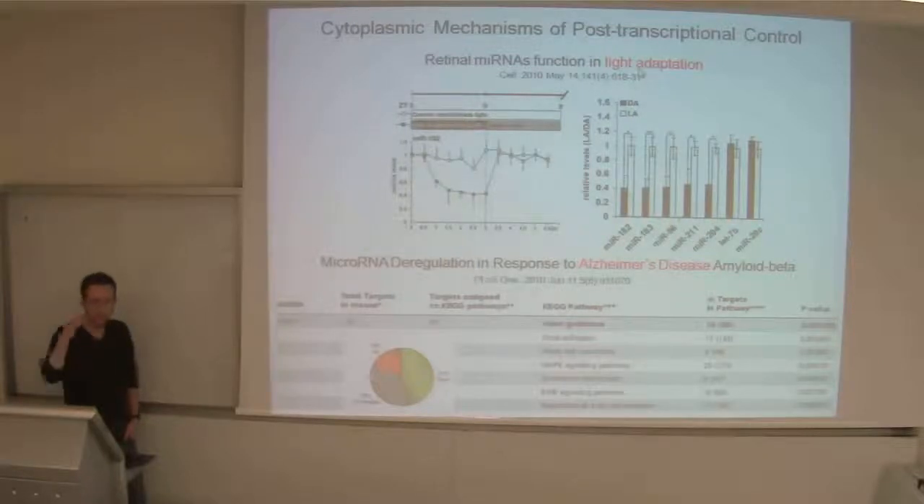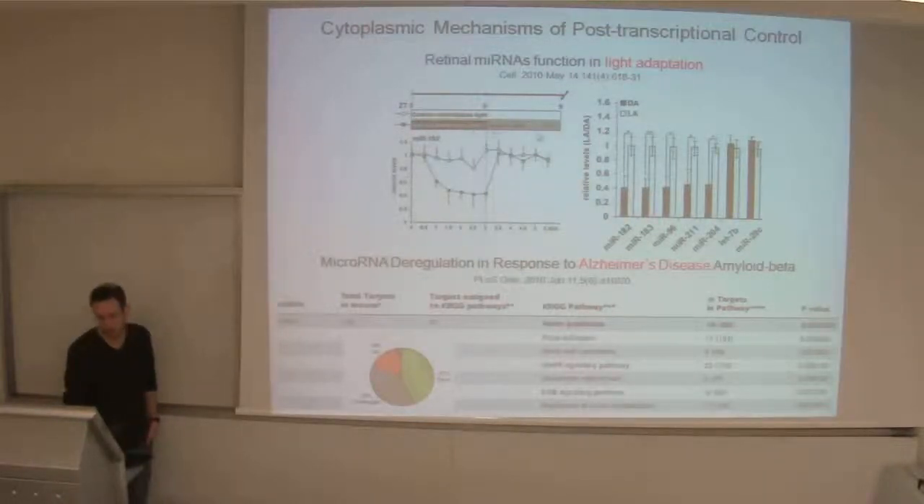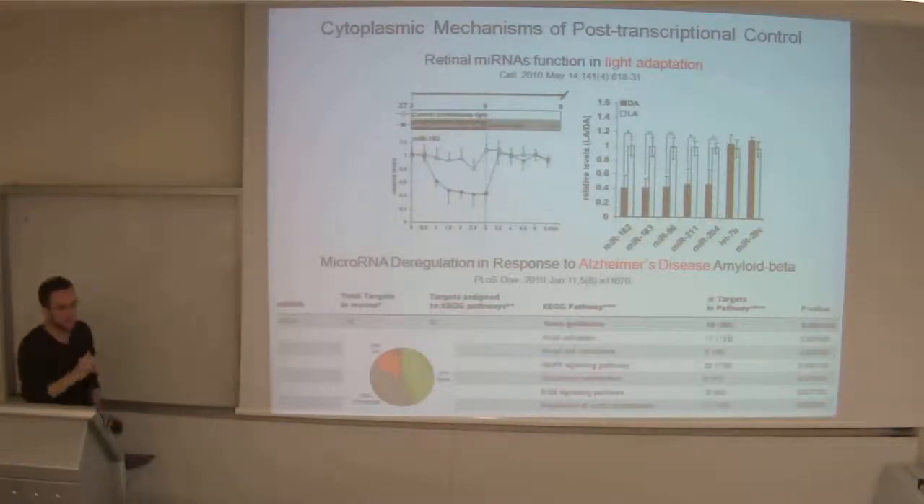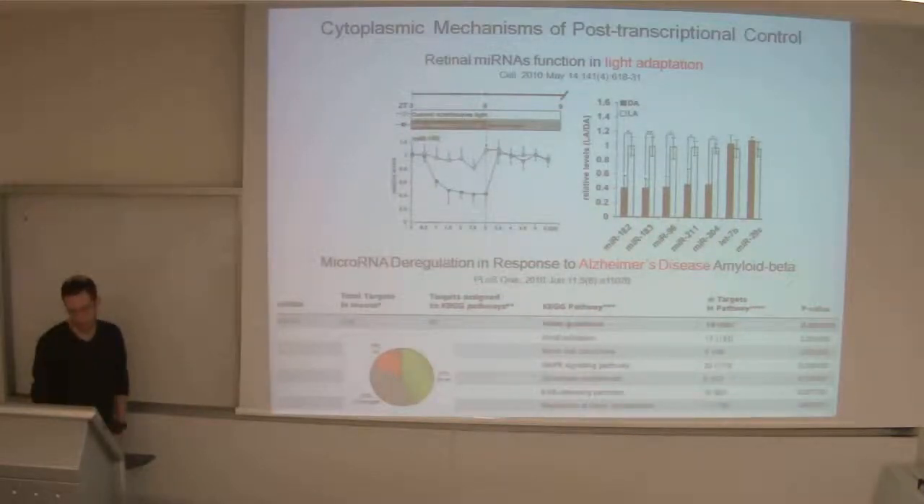two small examples of microRNA in neuronal systems. One paper from Cell shows that the expression level of certain microRNAs changes very significantly during light adaptation, when you switch from a dark environment to a light environment. This is just for a single microRNA, microRNA 182, and this is for several additional microRNAs. So their expression is altered. I would just mention one, 132, for instance, whose promoter has a CRE sequence, the well-known cyclic AMP responsive element. So upon cyclic AMP increase, the expression of the microRNA increases, and it then suppresses several target mRNAs.